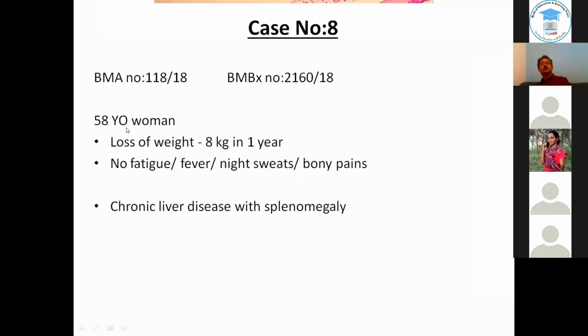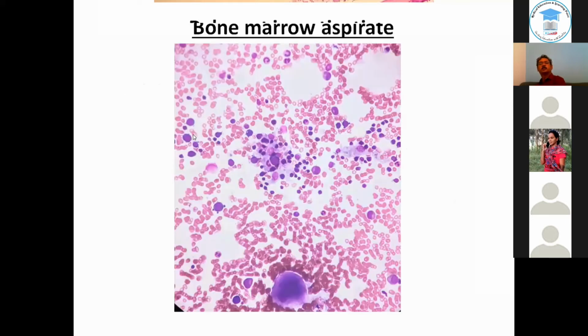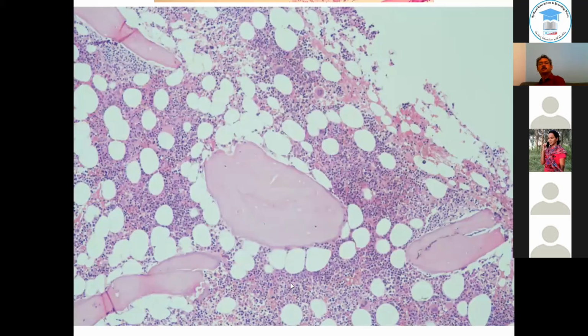Okay, here's a 58-year-old woman with chronic liver disease with splenomegaly and loss of weight. And these are her counts. She has a liver and spleen and looks like a fairly normal aspirate. That's a megakaryocyte. But on trephine, while this is normal, here is something which is abnormal.